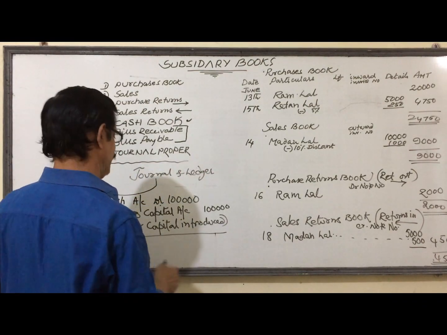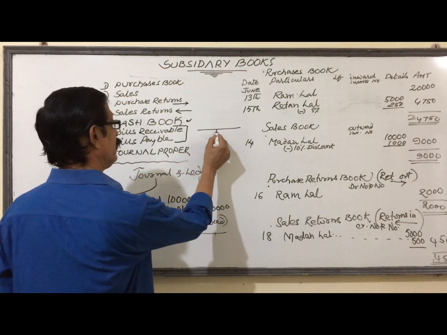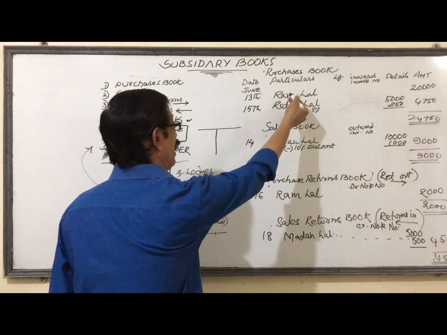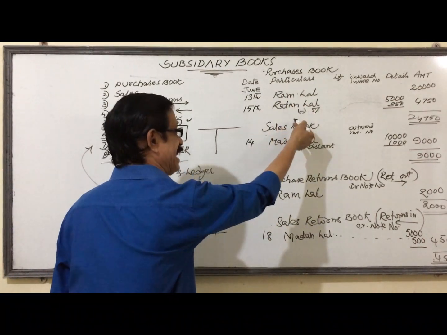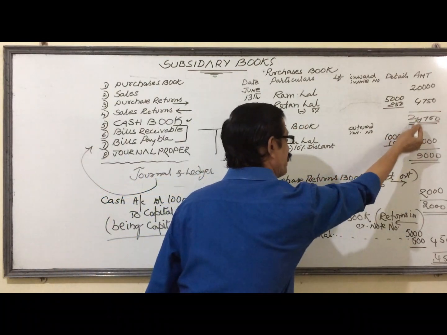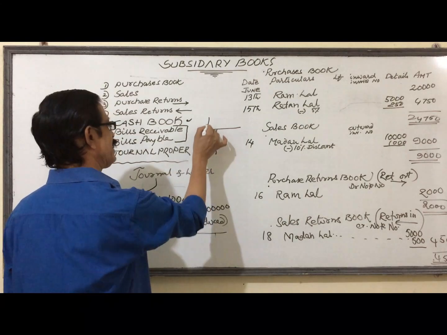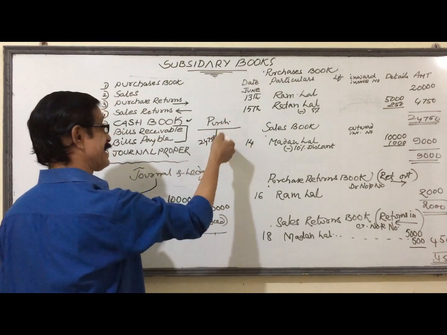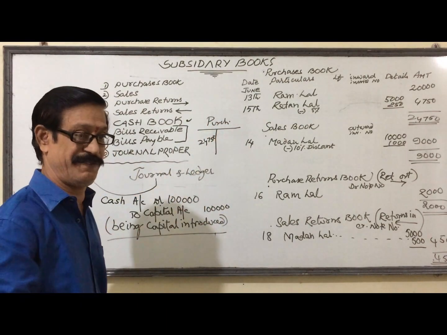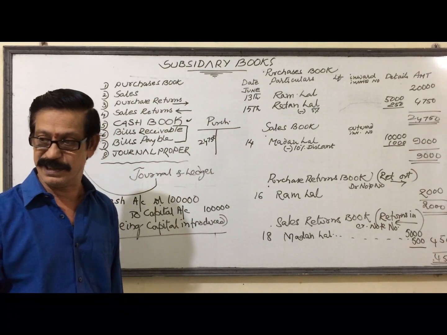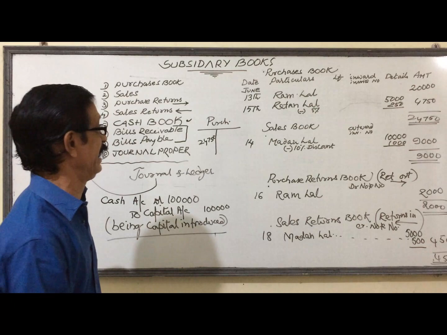suppose purchase account is there. In the purchases account, no need to post individual transactions, you can transfer the total 24,750 directly. Understanding? In such a way you reduce the time waste, you avoid the time waste. Look here once again.